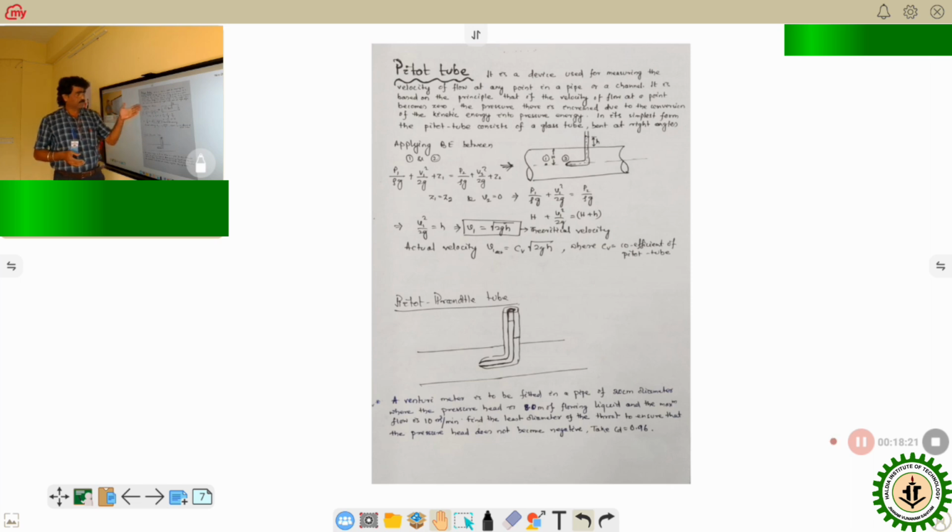So the Bernoulli equation is used because datum head can be converted to pressure head, datum head can be converted to kinetic head, kinetic head can be converted to datum head, and the kinetic head converted to the pressure head. So like this, interconversion is possible. That's why these are the most important equations in fluid dynamics.